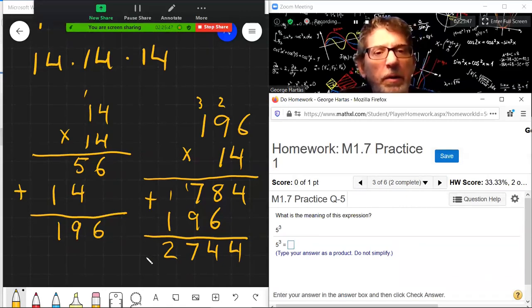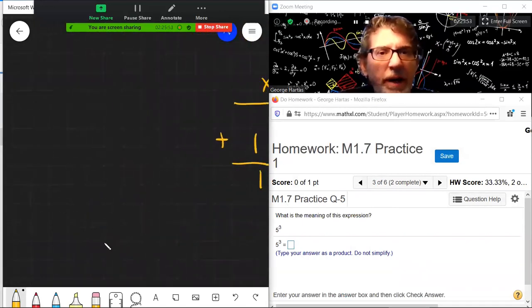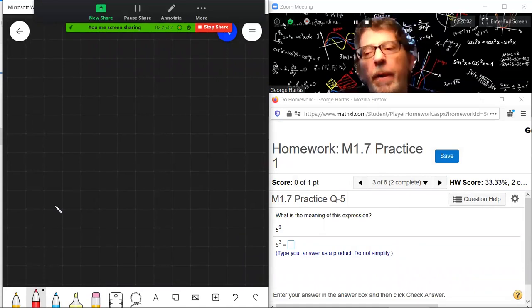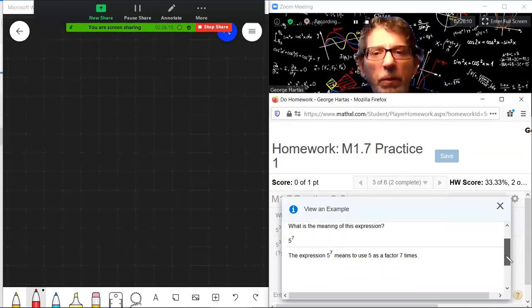All right, now here they don't want us to simplify. You see that? It doesn't say simplify, it doesn't say evaluate, it doesn't say any of that. Instead, what it says is, what is the meaning of this expression? So here, if you're not sure, you can always look at help real quick and just scan through here. What do they want me to do?